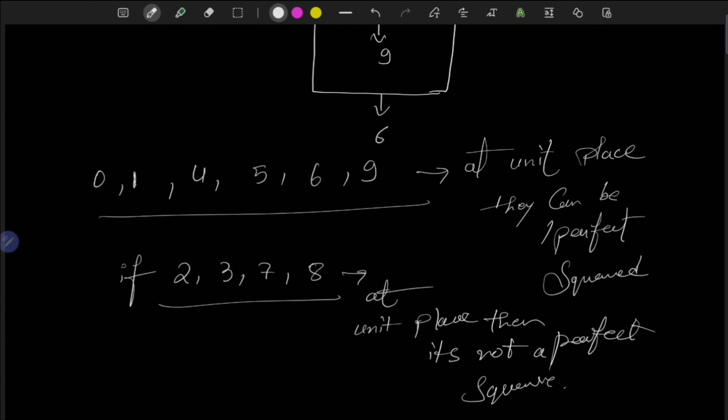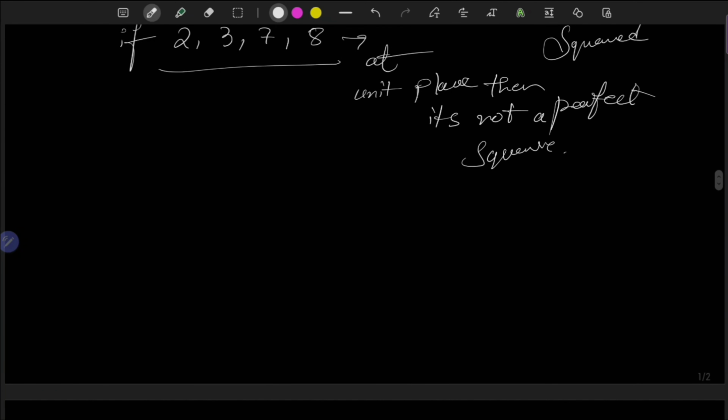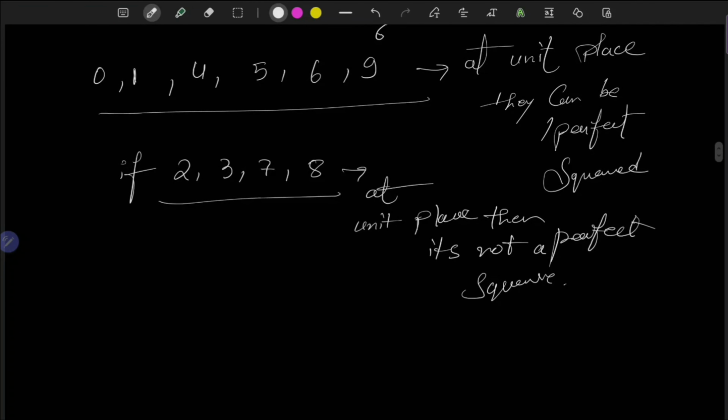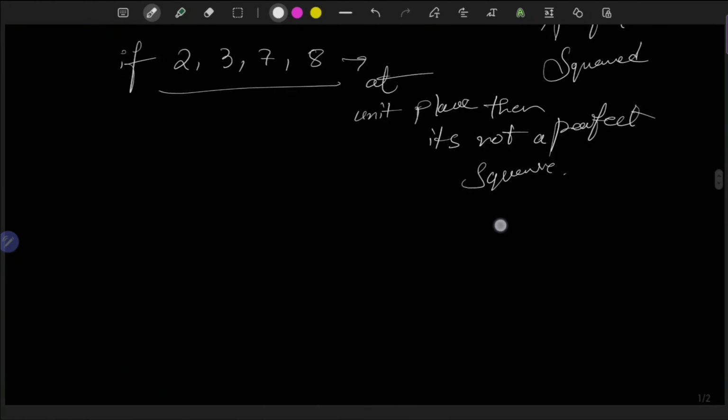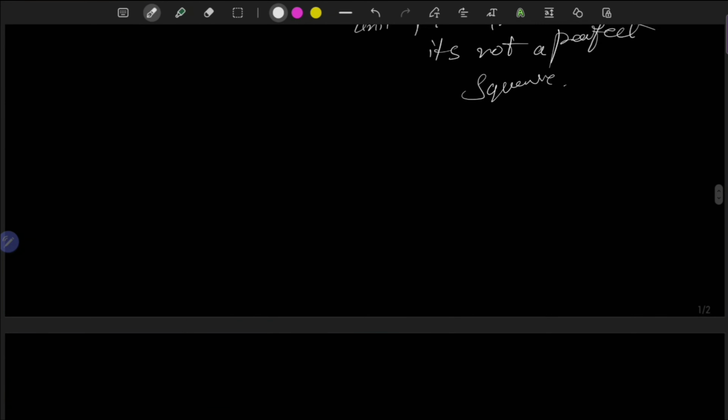Now, most of the time students ask me how to find whether it's a perfect square or not. So first you check unit place. If it is 0, 1, 4, 5, 6, 9, then it can be a perfect square. If it is 2, 3, 7, 8, then it's not. For example, let's say the square of any number. So we have a number 324.